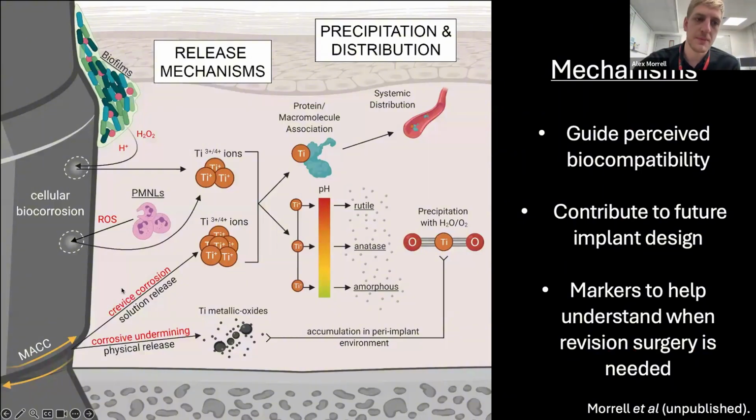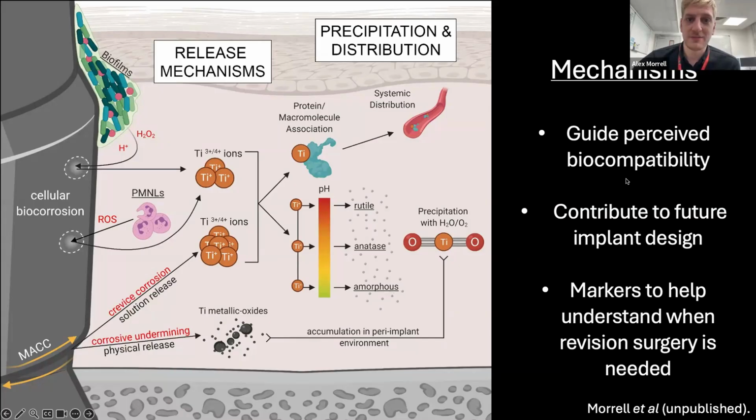So this is just the release mechanisms. How does the metal come from the implant itself? So some types of biocorrosion, cellular biocorrosion, biofilms being part of it, and vibration of the instrument causing some sort of articulating forces, which is causing the release of particles themselves. Those particles can come off as ions, which are extremely reactive, and then they precipitate immediately, or they can come off as physical particles from the implant. Ultimately, depending on how they come off, that dictates whether they get associated with macromolecules or proteins, or whether they're taken to the bloodstream and then systemically excreted through your normal routes as well.